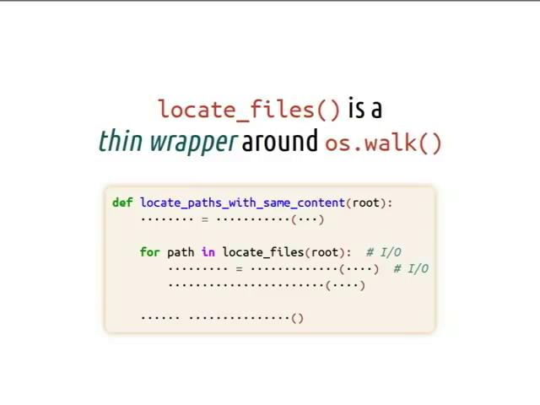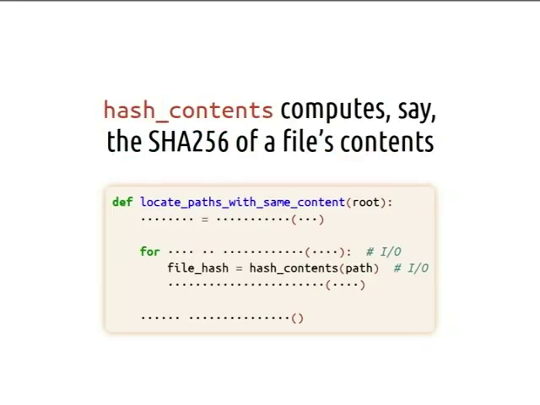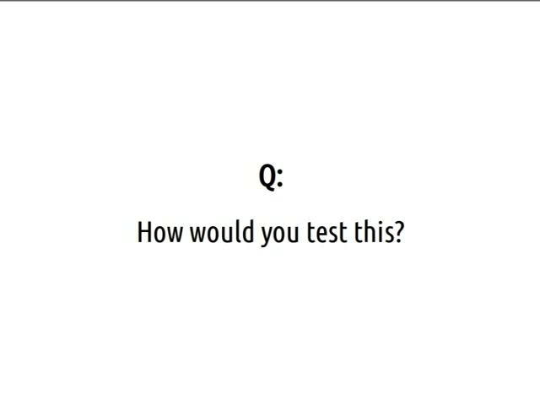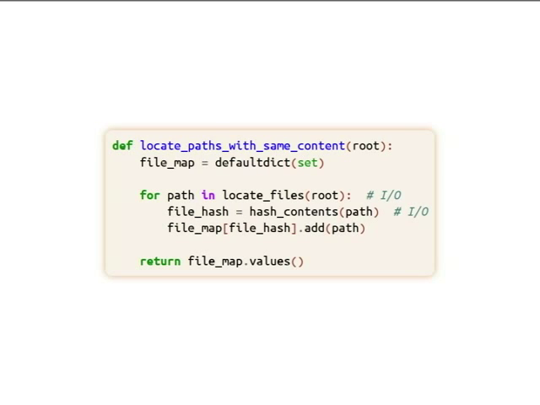Locate files is just a simple, teeny thin wrapper around the standard library routine os.walk. Basically, instead of having to iterate through the subdirectories, it smooths that out and just spits out a list of files. So it's totally simple. And hash contents, let's say that it computes the SHA-256 of the file's contents, right? And again, it's easy to do this in the standard library. So again, how would you test this? We've got two I/O calls, two coupled dependencies buried right in the middle of this thing.